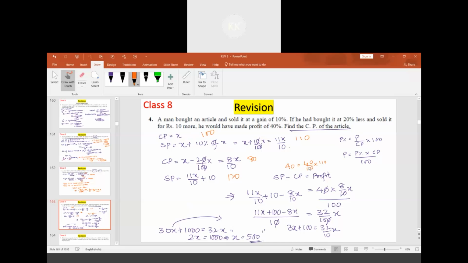Sir, the 40 and zero will cancel. Profit happened for 100 rupees, so for 500 rupees, 40%? How do you find 500? 40% is equated to 100 rupees.